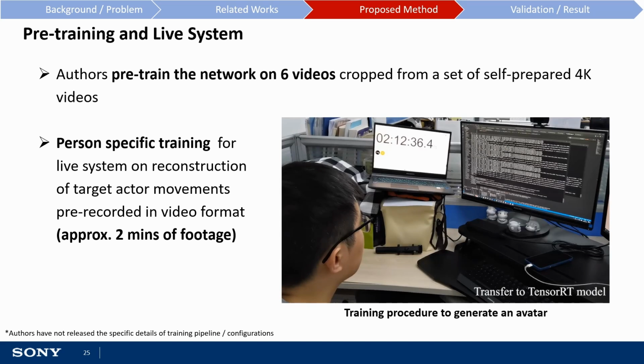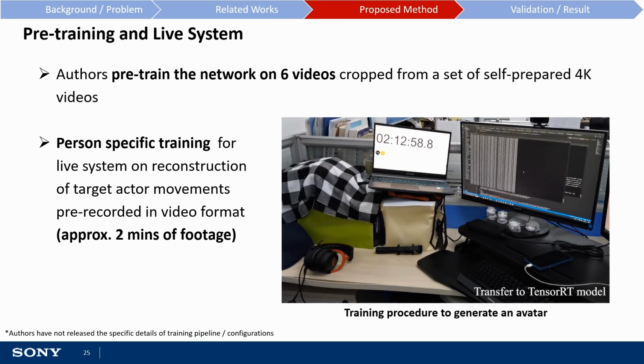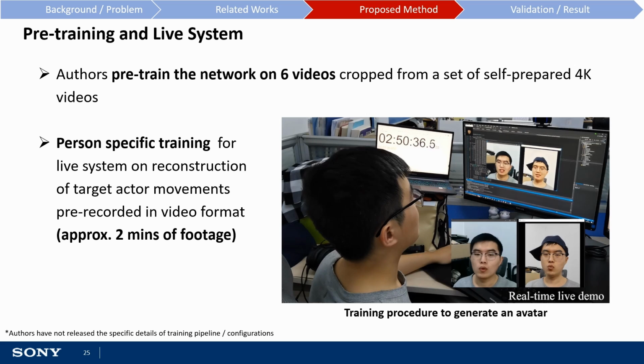So once the training has converged, they transfer it to an edge device for deployment. You can see the output for this particular case. The feed on the left is live, and the feed on the right is generated by the model.